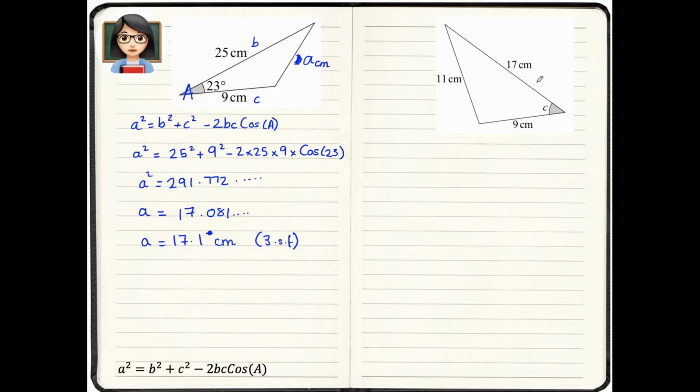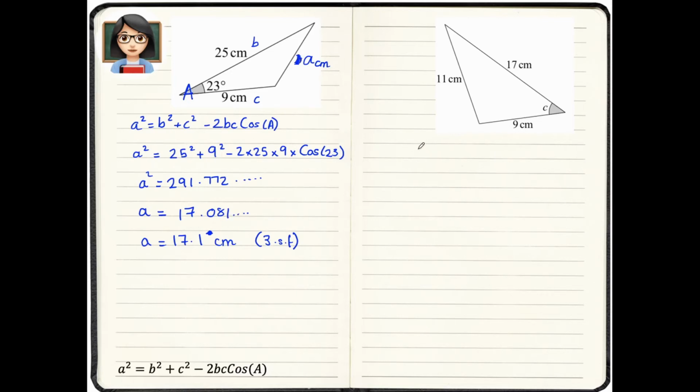Okay, so let's try the second one. Now here we have got an angle C that we want to find, and we've got 3 lengths. So I don't know if you've noticed when we're doing cosine rule questions, it'll either have one angle and 2 lengths and you want to find the other length, or it'll have all 3 lengths and you want to find the angle.